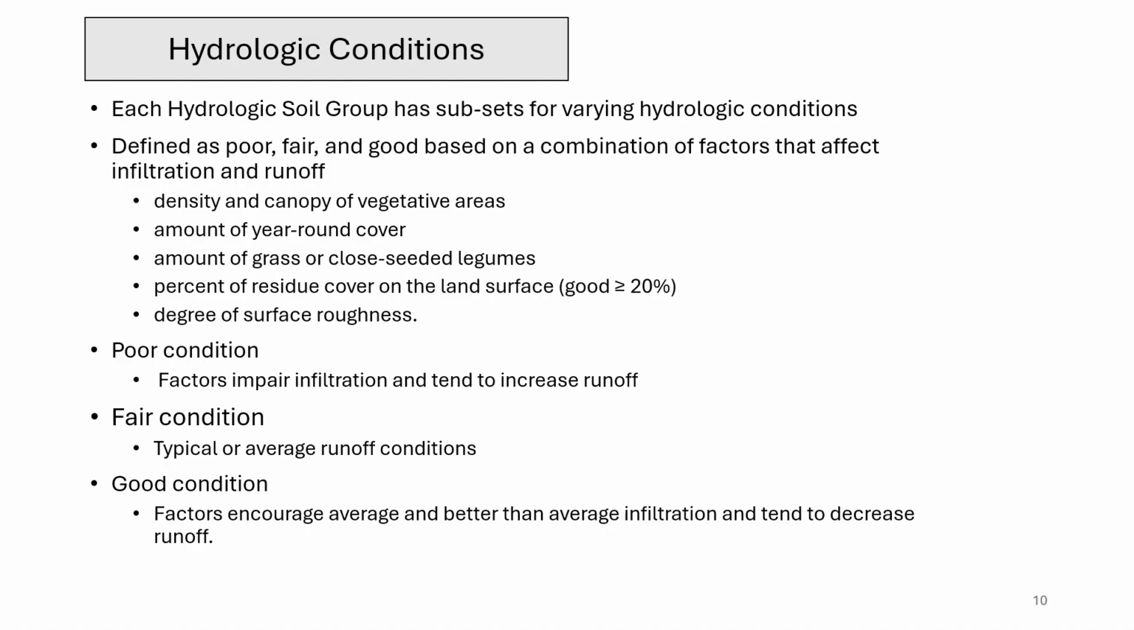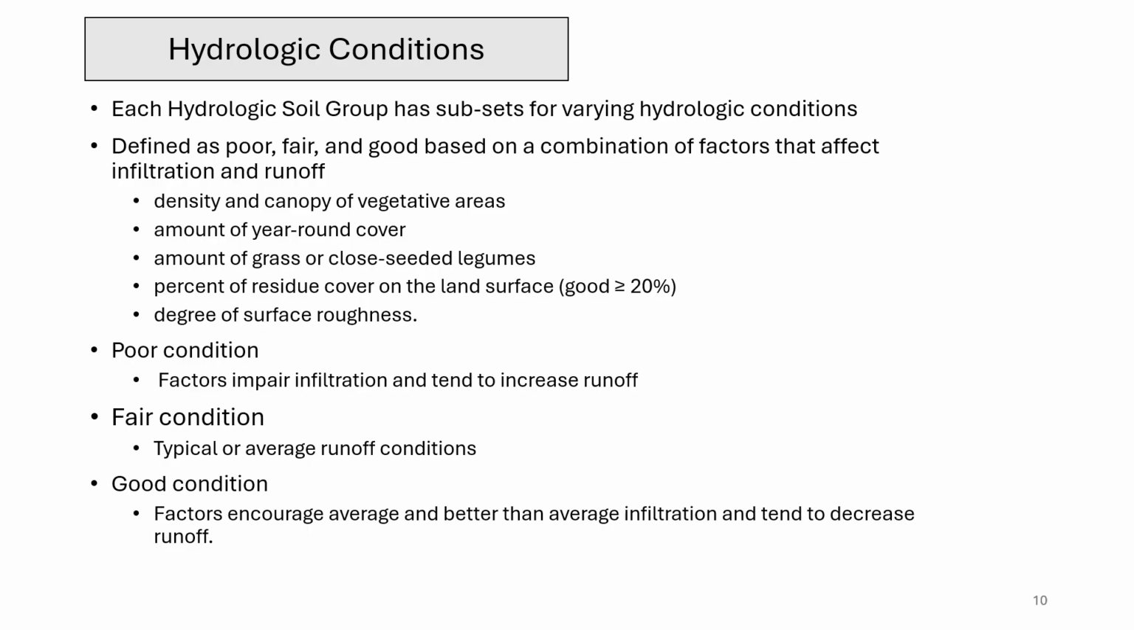Beyond just the main hydrologic soil groups, we also categorize them further into subsets based on varying hydrologic conditions. These conditions are defined as poor, fair, or good, and they are determined by a combination of factors that significantly affect both infiltration into the soil and the amount of runoff generated.